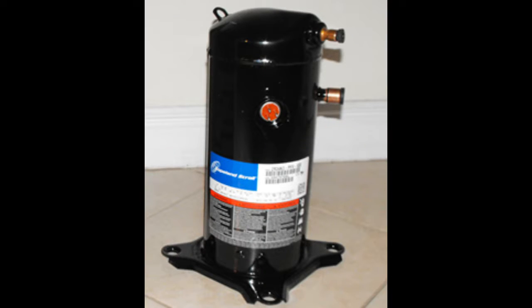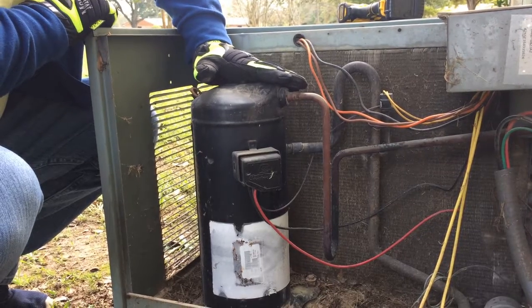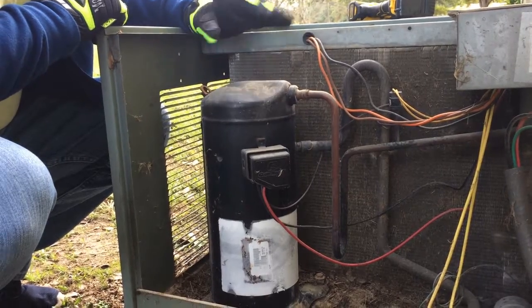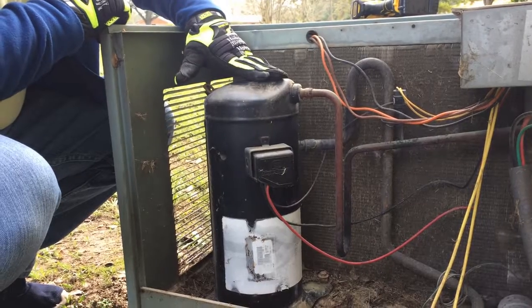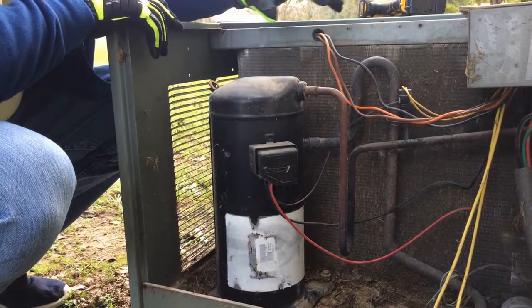So the first component of the air conditioning system that we'll start on our path around the refrigerant cycle is the compressor. This is what a compressor looks like in captivity. And this is what a compressor looks like in its natural habitat. You can think of the compressor as the heart of your refrigeration system. In fact, it does the same function. What it does is it actually pumps the refrigerant through the refrigerant cycle. And it does this via copper tubing.